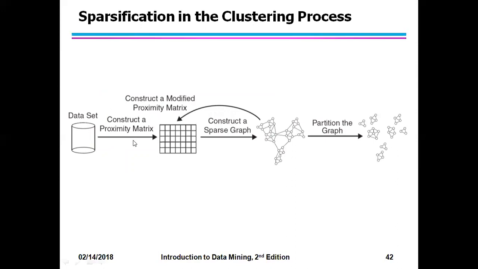That's a data set I have. I have the construction of my proximity matrix. Through this, I construct a sparse graph. From the sparse graph, I partition that graph, and these are my respective partitions. So you get to know this.